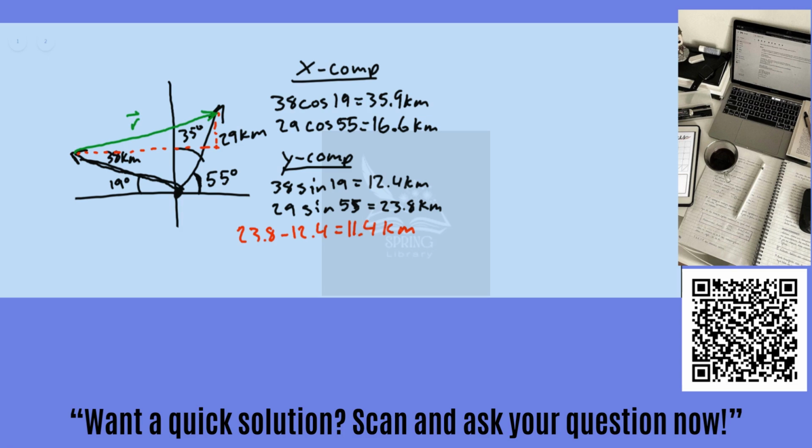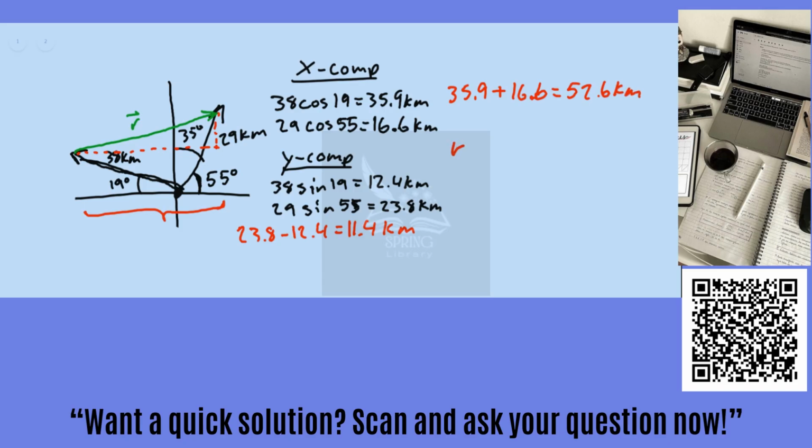Where for the x component, because these two vectors are facing in opposite directions, we really want this whole distance right here, which is made up of the x component of this vector on the left plus the x component of this vector on the right. This distance right here, and this distance right here. So we're going to end up adding those. So we've got 35.9 plus 16.6, which is going to equal 52.6 kilometers. All right, so there's our x and y components.